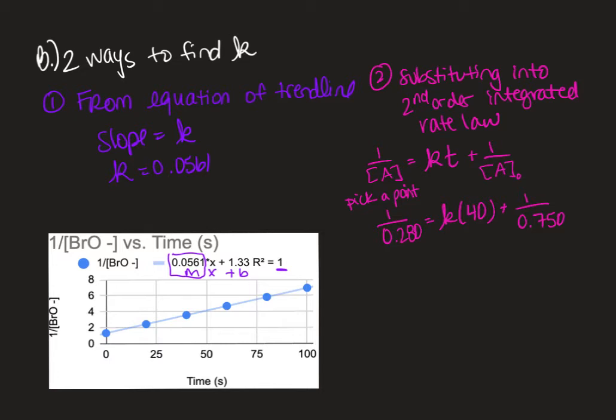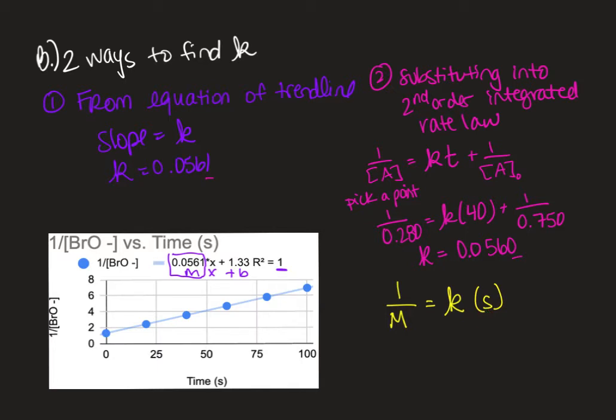So when you rearrange the equation here, k ends up equaling 0.0560. It's off in the third sig fig, but I would accept either answer. To get my units, you're going to have reciprocal molarity because what you have here is 1 over molarity. You'd be subtracting 1 over molarity, right? So you have reciprocal molarity is equal to k times seconds, because our time was in seconds.